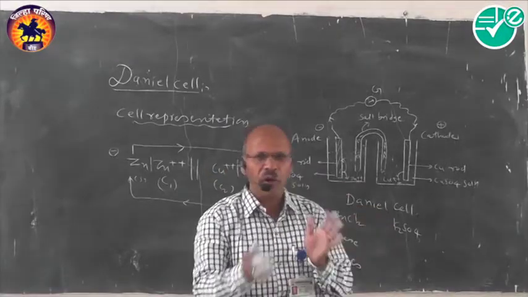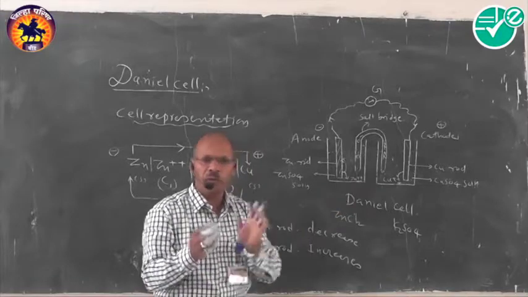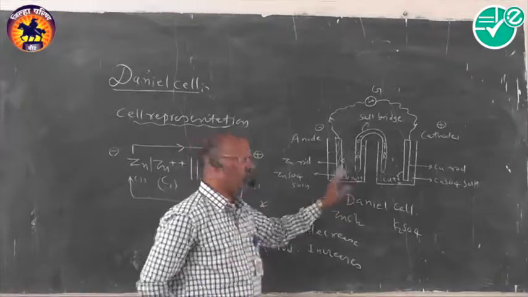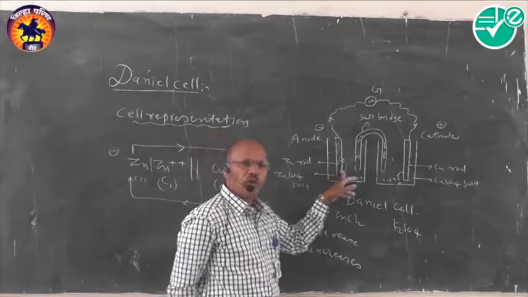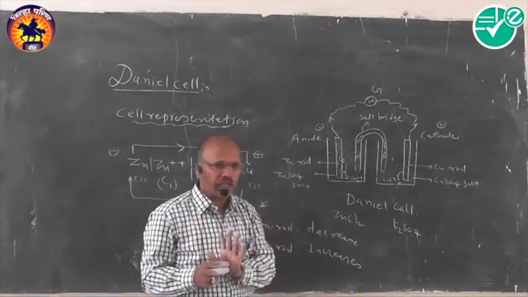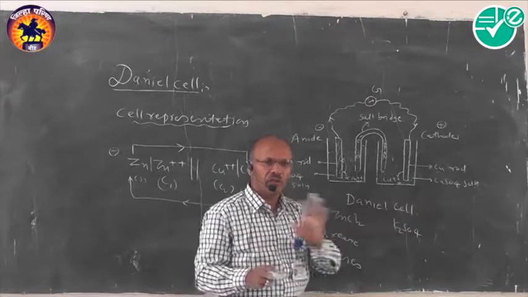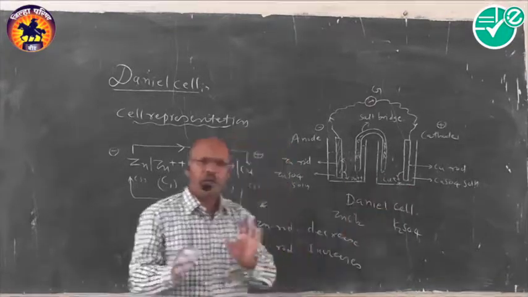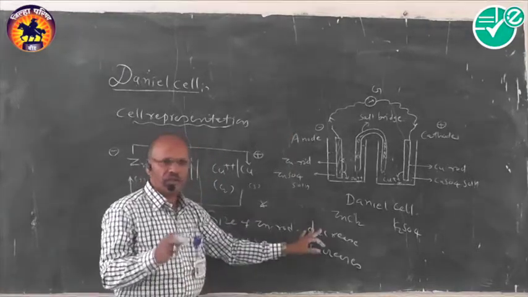And what is the precaution to make the Daniell cell of long life? To construct a Daniell cell of long life, we have to construct it in such a way that the zinc rod should be somewhat larger in size and the copper rod should be somewhat thinner, smaller in size, and then its lifespan can be increased. In this fashion, try to remember the Daniell cell.